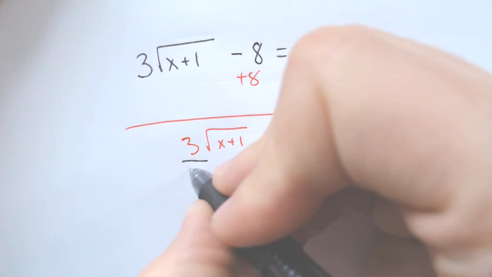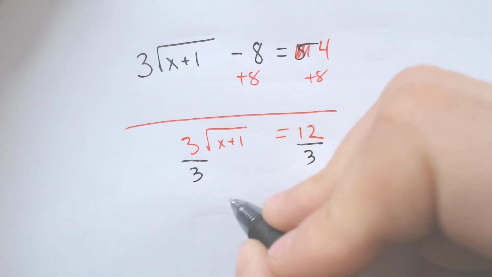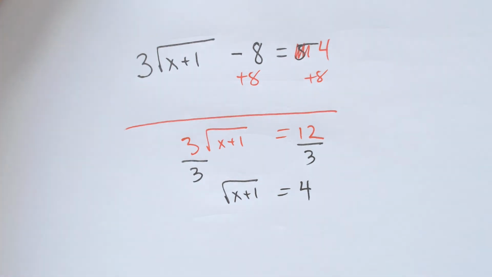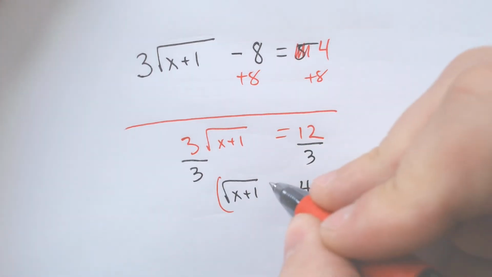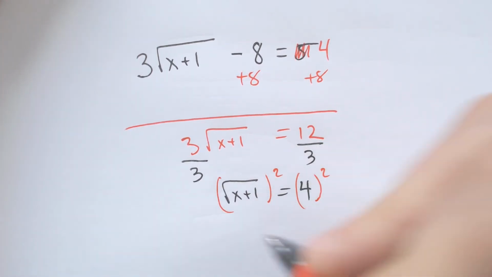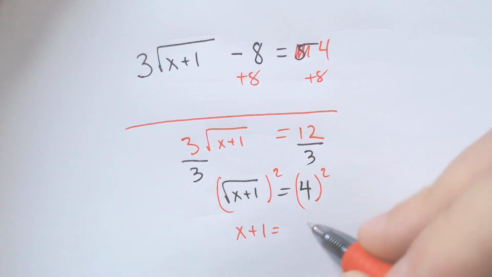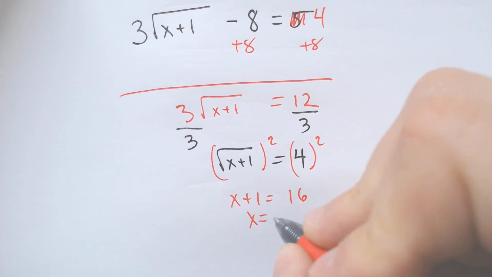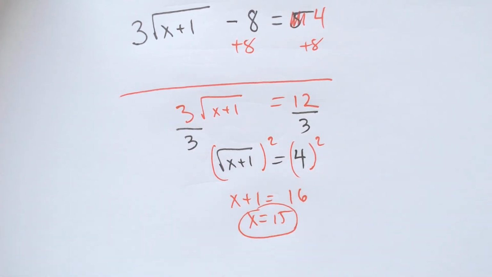Divide by 3, and the square root of x plus 1 would equal 4. So with that 3 in front, we divide. That's the big thing there. With the 3 in front, you divide. Square both sides, x plus 1 would equal 16. Which, of course, means when we subtract 1, x would equal 15.